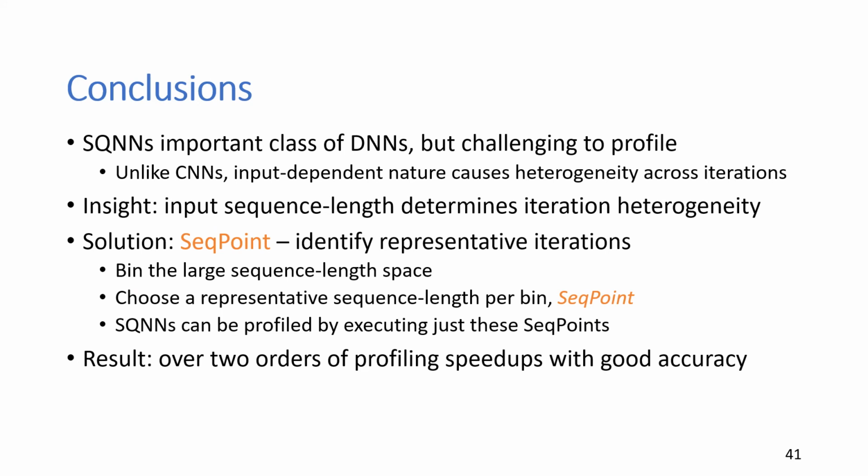To conclude, we showed that sequence-based neural networks and the applications they are used for are a crucial class of workload to optimize for. However, profiling and understanding SQNN training behavior remains challenging. Unlike convolutional neural networks, their input size dependent nature makes training iterations heterogeneous, requiring profiling of several thousands of iterations to get a representative execution profile. We propose SeqPoint using the insight that the heterogeneity is caused by the input sequence length, and that similar sequence length iterations have similar execution profiles.